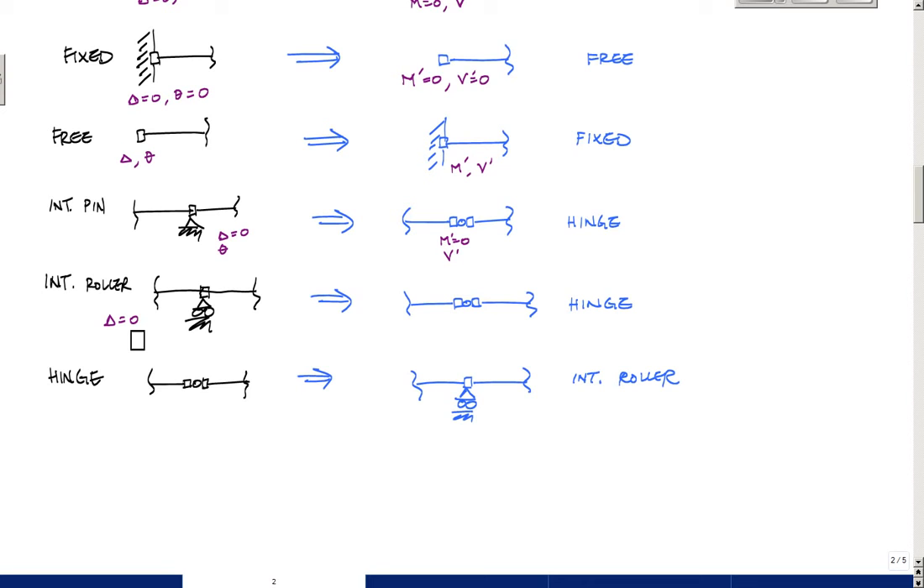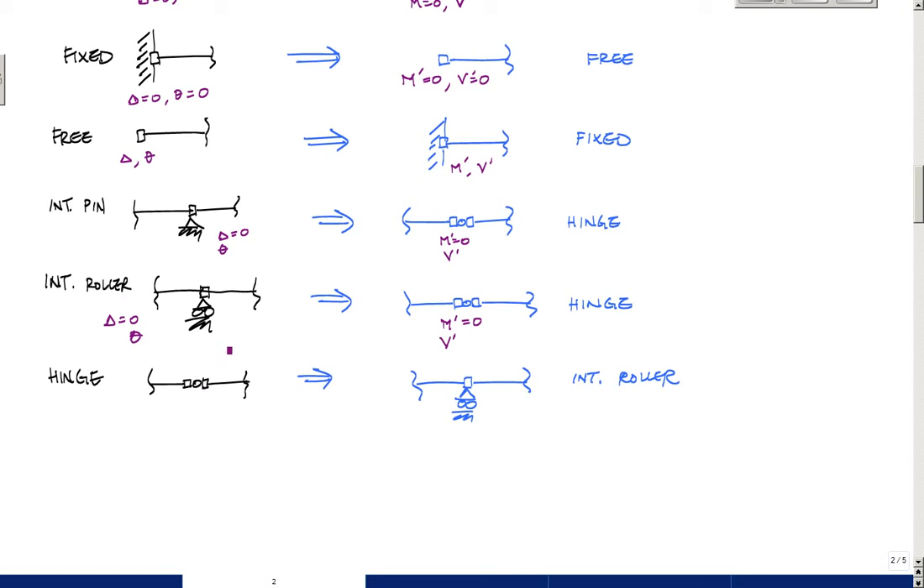Oops, I can still rotate for an internal roller. So theta could be any number. And so here again, I need the moment to be 0 to correspond with my 0 deflection, and my shear could be any number, just like a hinge. And so again, this internal pin and internal roller both translate into a hinge in the conjugate beam.